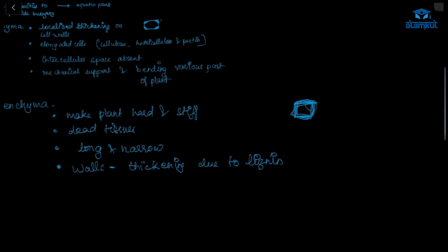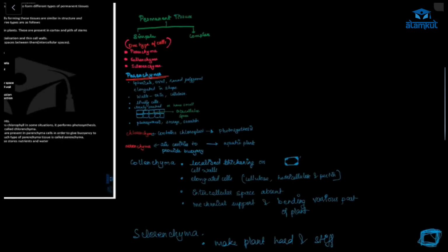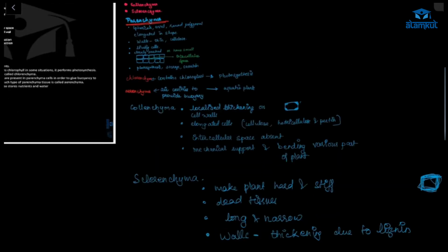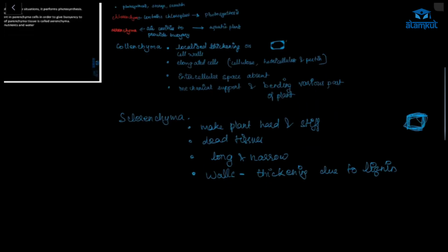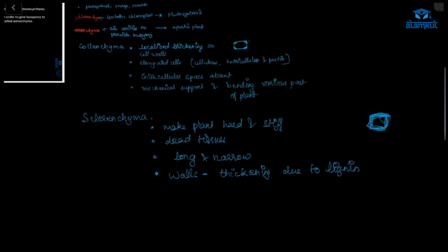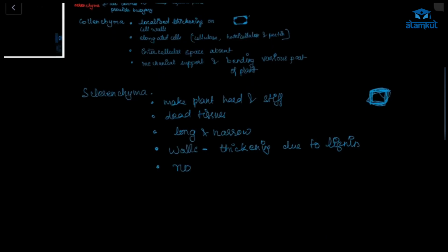Okay, understood? You can see the difference, right? In parenchyma there is no thickening and they have cellulose. In collenchyma there is thickening but at a localized part, and they have cellulose, hemicellulose and pectin. And in sclerenchyma, what thickening is there? There is uniform thickening because they have lignin. Understood? And here also no intercellular space.